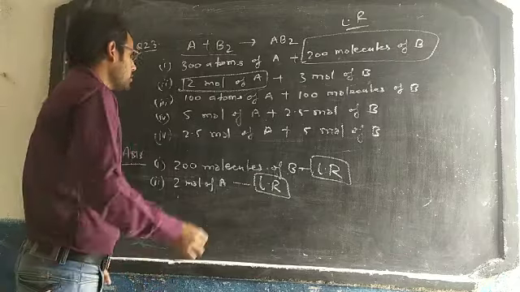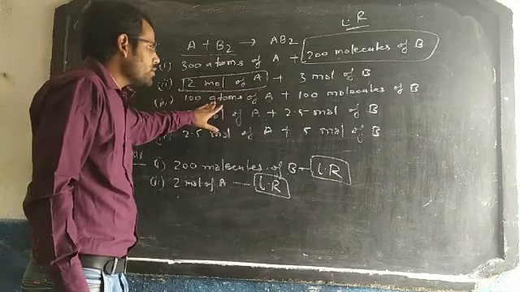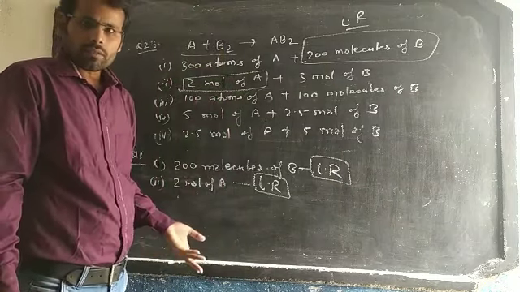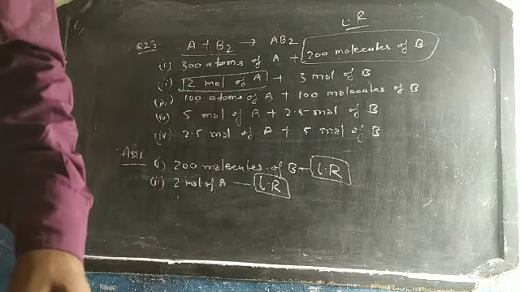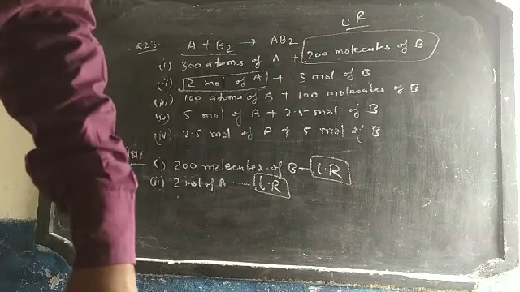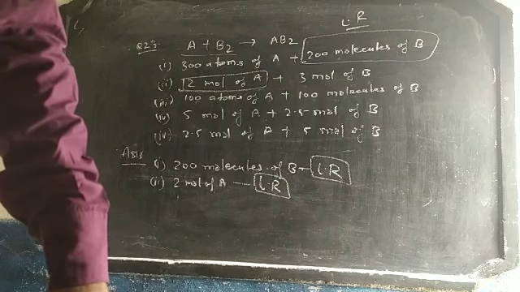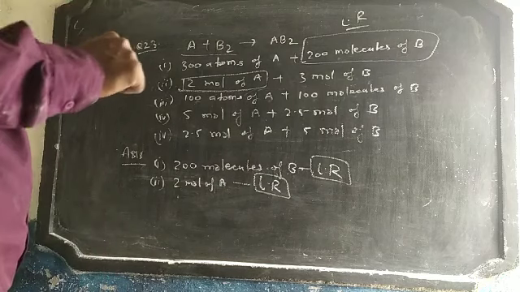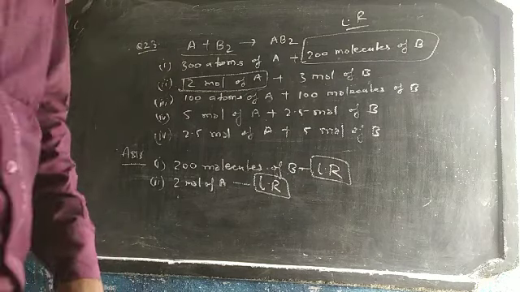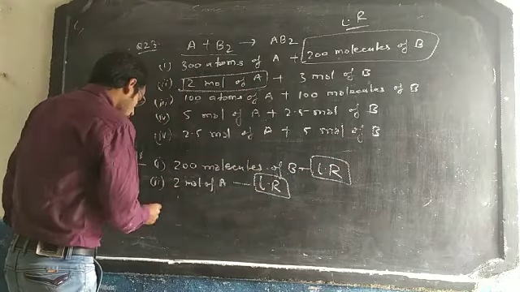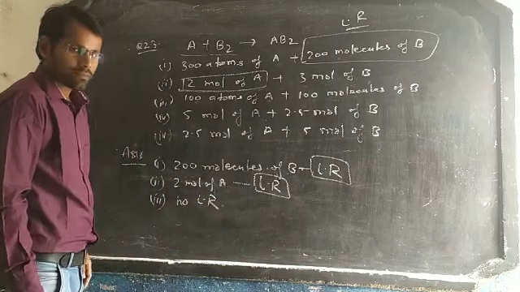Simply, take 100 atoms of A and 100 molecules of B. According to the reaction, 1 atom of A consumes 1 molecule of B, so all 100 atoms of A consume all 100 molecules of B. There is no limiting reagent. The third answer is no limiting reagent.